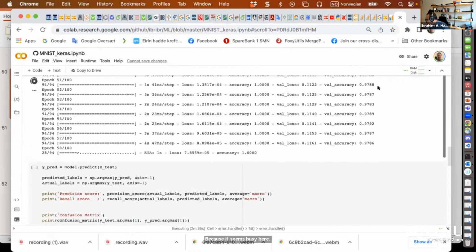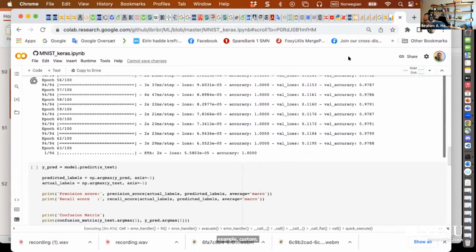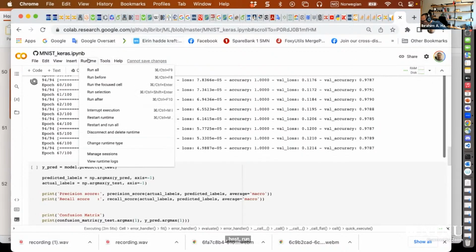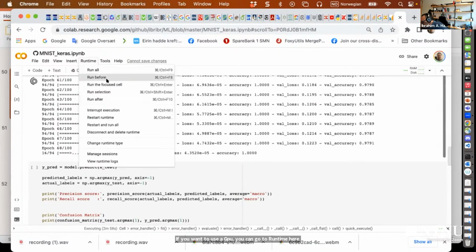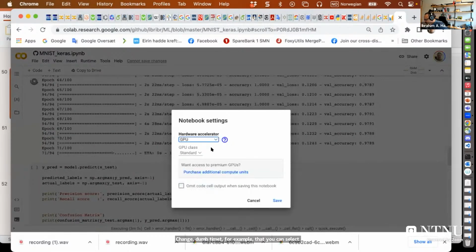Of course, when you are using Google Colab, you can connect to a hosted runtime, for example, a custom local runtime. You can also select whether you want to use a GPU. If you want to use a GPU, you can go to Runtime here and change runtime type. For example, you can select this hardware accelerator.